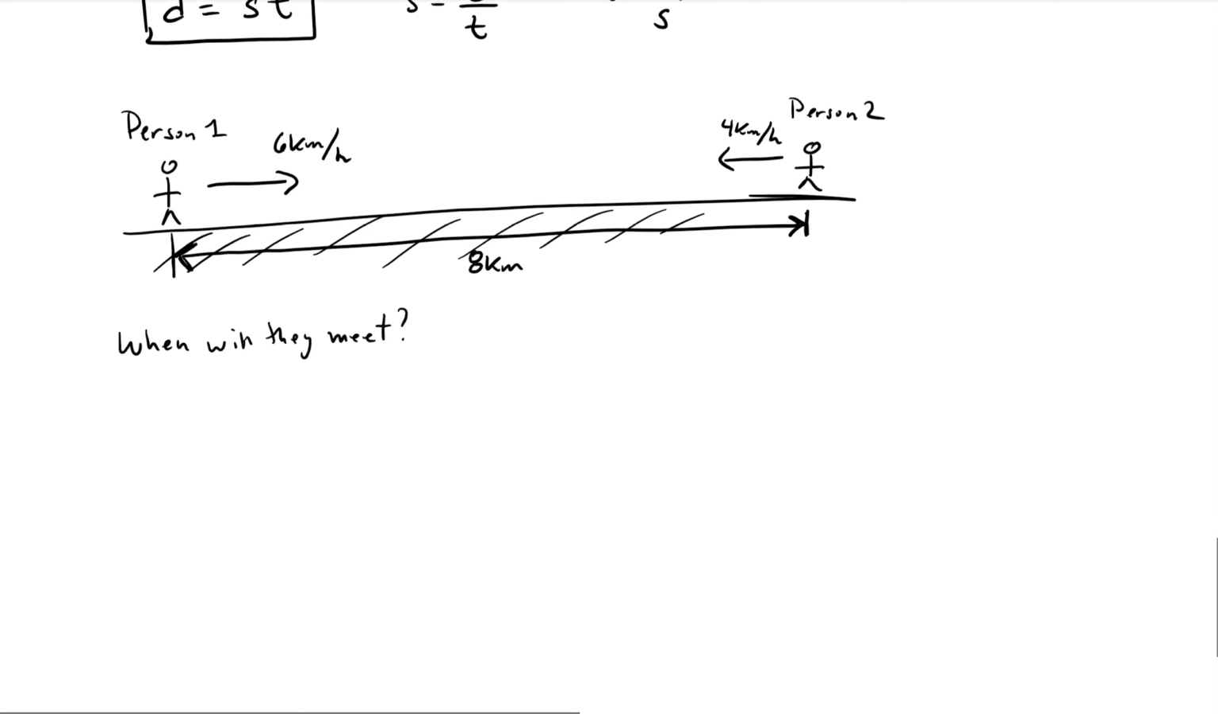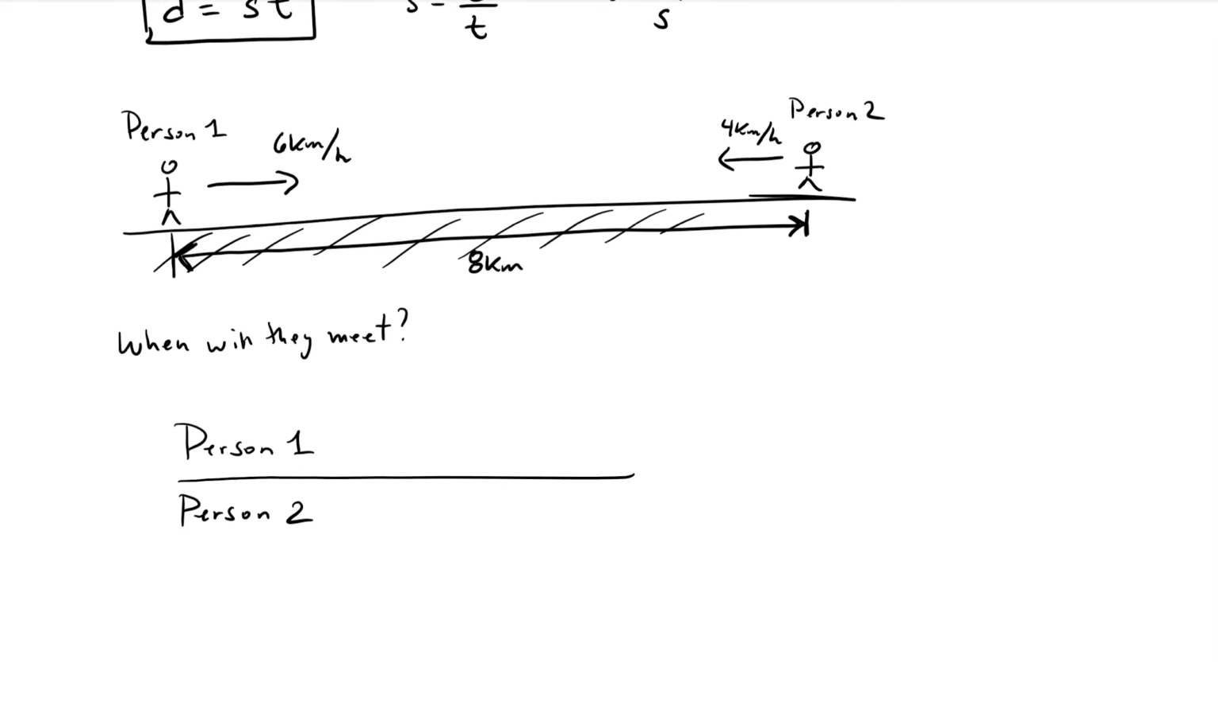Okay, so here's how we're going to approach these problems. We're going to try to summarize the information we know for each person with respect to the three quantities: speed, time, and distance. And let's remind ourselves that distance is speed times time.